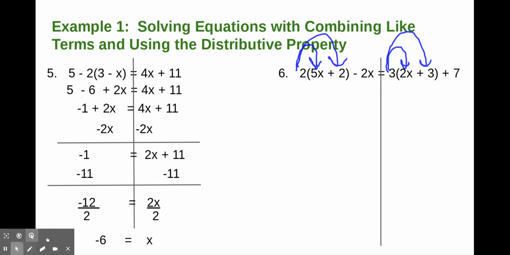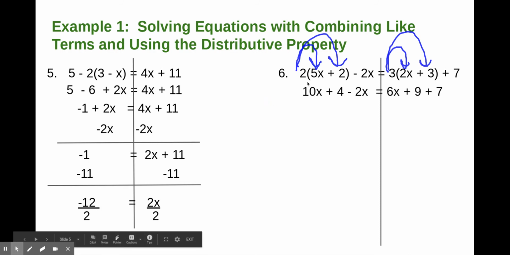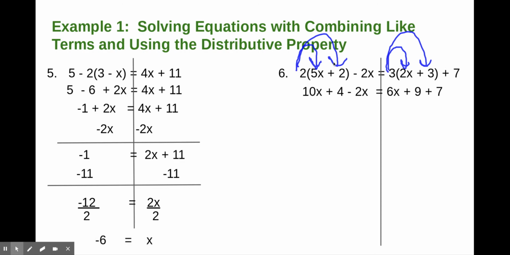So when I do that, on my left side, I am left with 10x plus 4, because that's 2 times 5 is 10x. 2 times 2 is 4. And then I just brought down my -2x. And then 3 times 2x is 6x, and 3 times 3 is 9. And I just brought down the 7. I didn't do anything else with that.